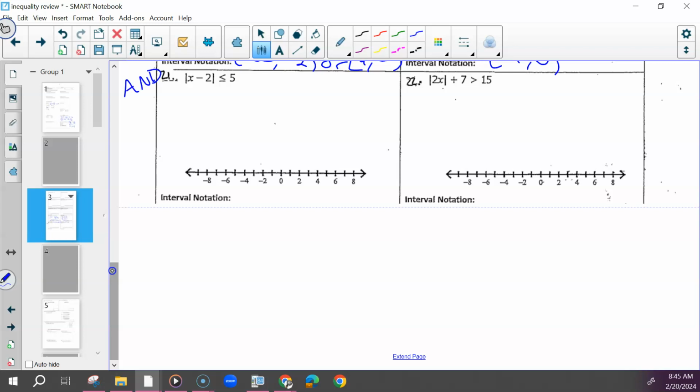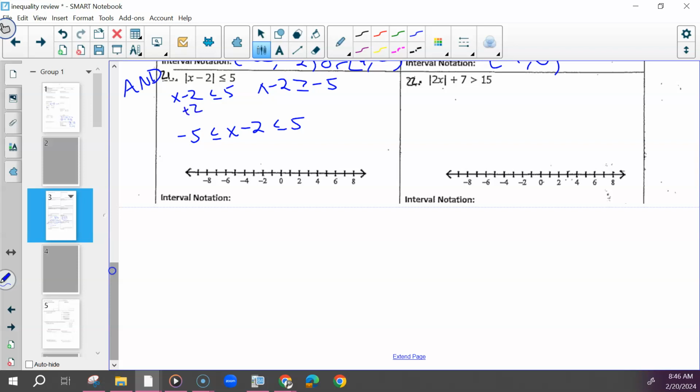So you can set up your and one of two ways. You can either create your two cases, x minus 2 is less than or equal to 5, and x minus 2 is greater than or equal to -5. Or if you know it's an and, you can make a condensed case. So -5 is less than or equal to x minus 2, which is less than or equal to 5. Either way, at the end, your answer needs to be in condensed format. So whether you solve it like this or like this, your answer at the end needs to look like this.